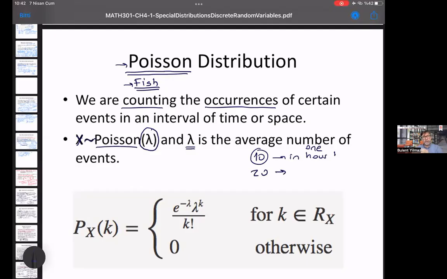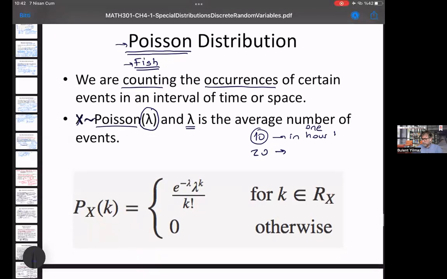What's the probability of having 20 people? What's the probability of obtaining 5 people? Okay, so these are some tricks that we need to be aware of. And here is the probability distribution function, the probability distribution formulation.